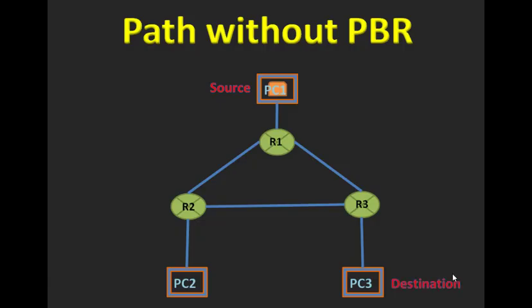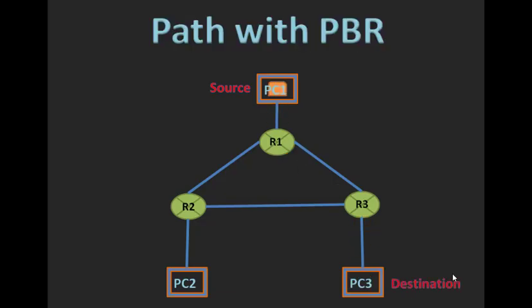Now suppose the source is PC1 and destination is PC3, so what path will the packet traverse without PBR? Without PBR, of course the path is from PC1 to R1, R1 to R3 and R3 to PC3. So this is the best possible path.